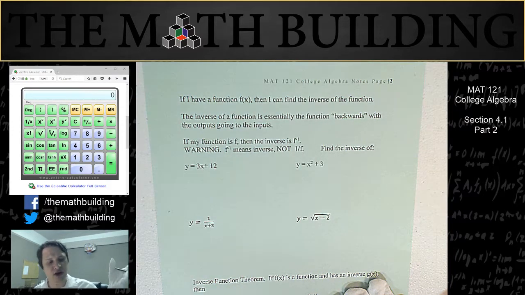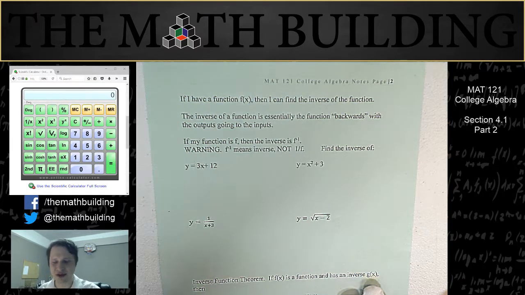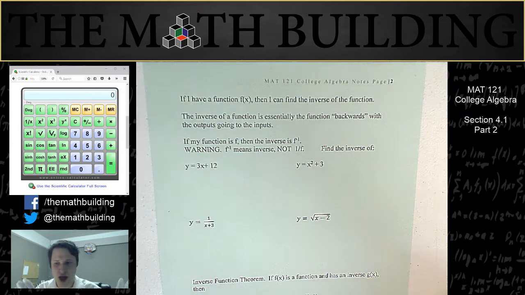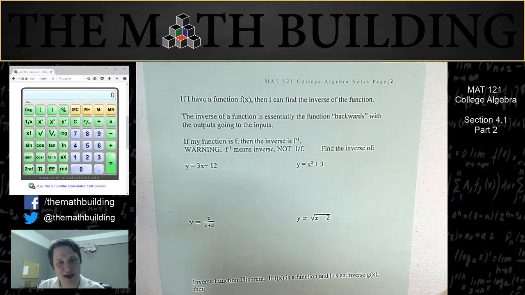So we know that a function is something that takes inputs to outputs. Basically, the inverse of a function reverses that process. It asks, okay, we've got this function that takes inputs to outputs. What would be the equation or function that takes those outputs back to the inputs? In other words, it's an inverse. It switches the domain and the range.